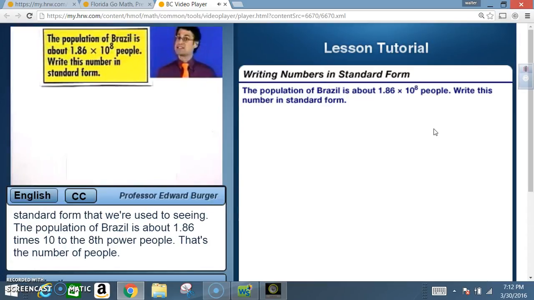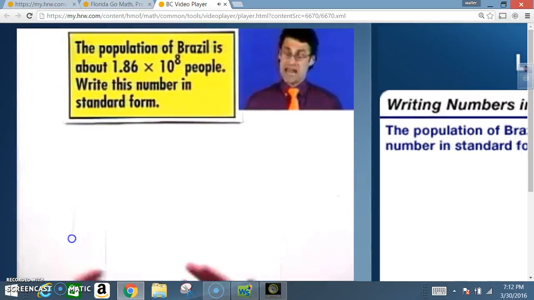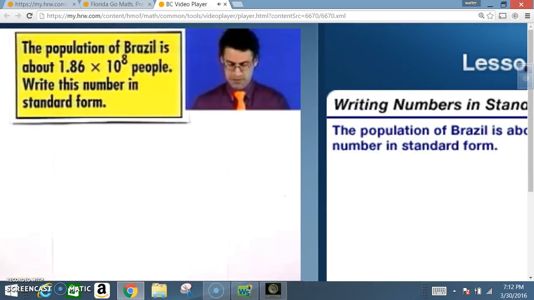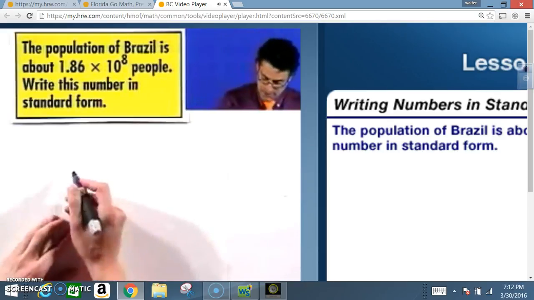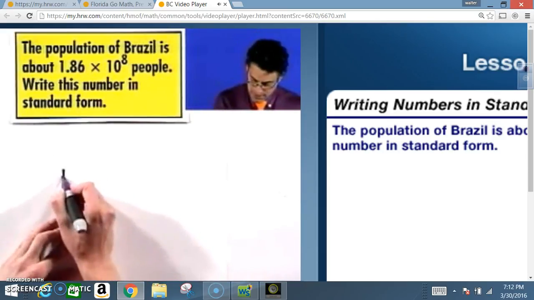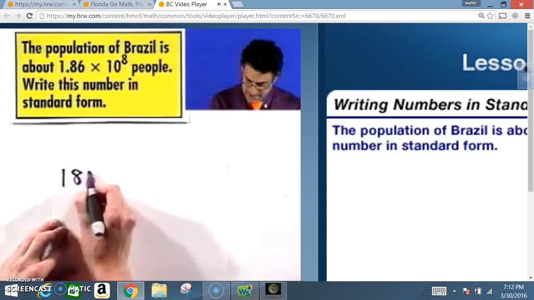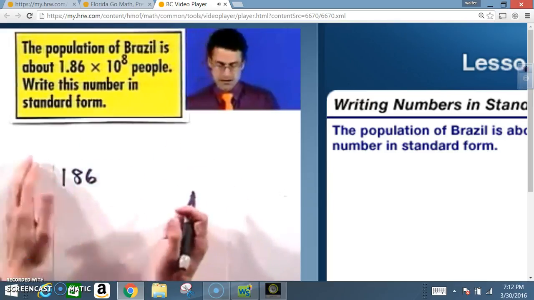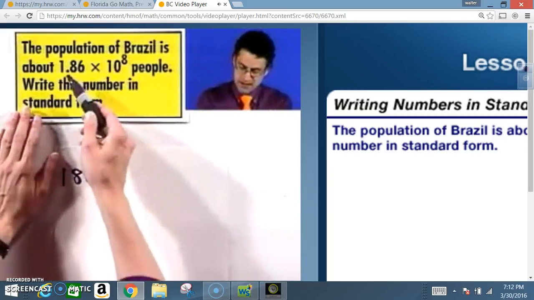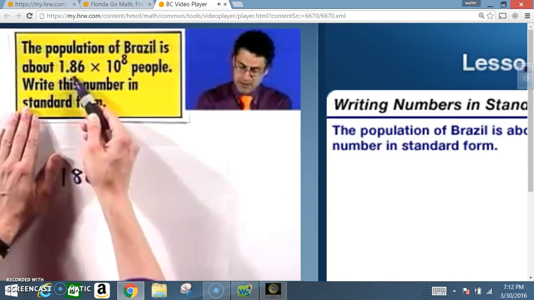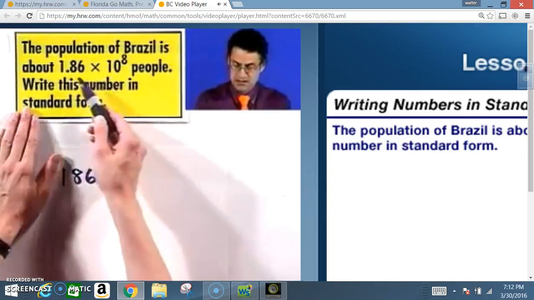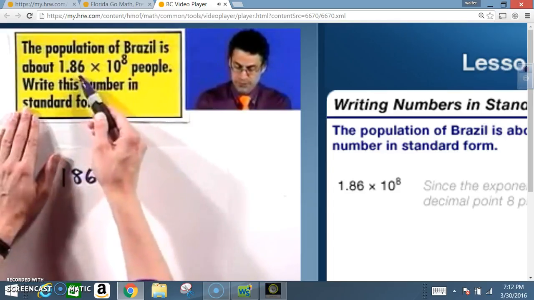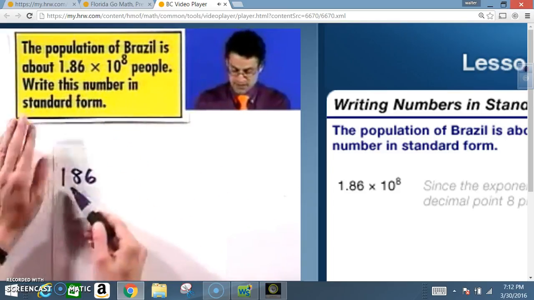For example, the population of Brazil, it turns out, is about 1.86 times 10 to the 8th power people. That's the number of people. And we want to write this out as we would normally see the number, not written in scientific notation. So what I do is I write out 186, and now I'm going to produce a bunch of zeros afterwards. How many zeros? As many as required for me to take that decimal point and move it over 8 units.